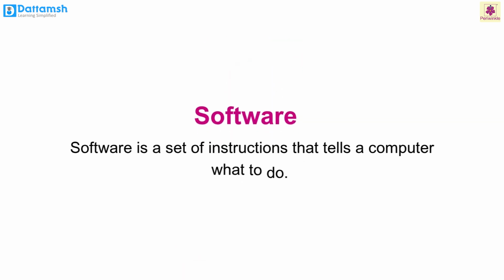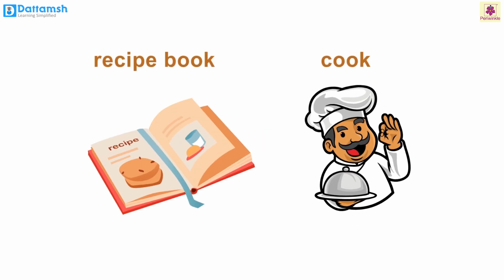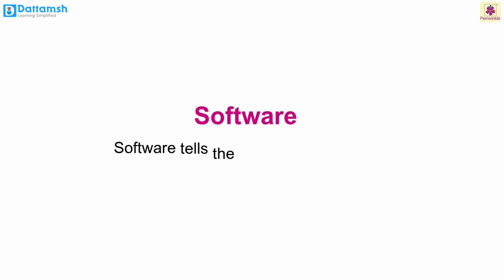Software is what makes the computer work. Software is a set of instructions that tells a computer what to do. Just how a recipe tells you how to bake a cake, software tells the computer what to do. But you cannot touch software.